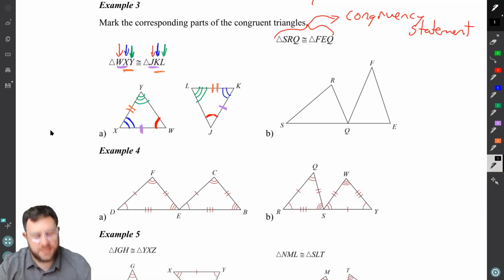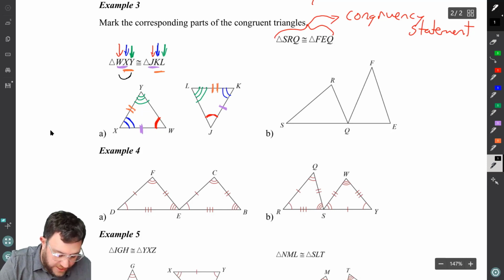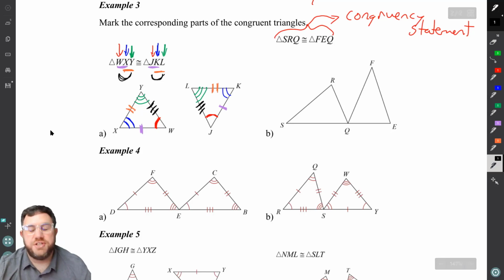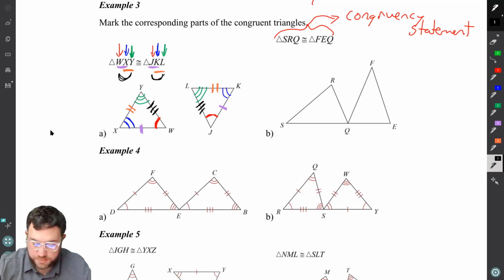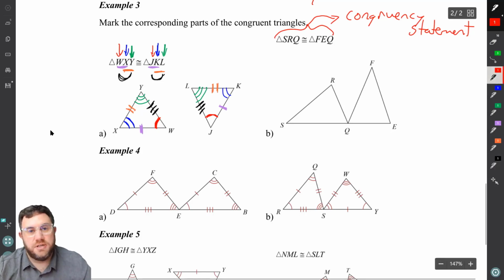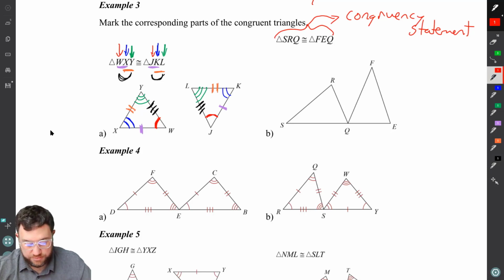And then finally, this is the one that you have to work a little bit for. It's the first and last letter of the triangle. So WY goes with JL. So there we just marked all 3 of our sides congruent. We've done all 3 of our angles, so we got all 6 parts. If you didn't do 6 parts, you haven't finished the problem.